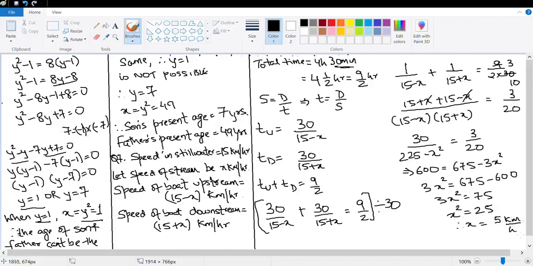kilometer per hour. Since we're talking about the speed of a stream, it cannot be negative, so we are left with 5 kilometer per hour. Let's read the question and see what they want us to find. As per the question, they want us to find the speed. Therefore speed of stream is 5 km per hour. Thank you.